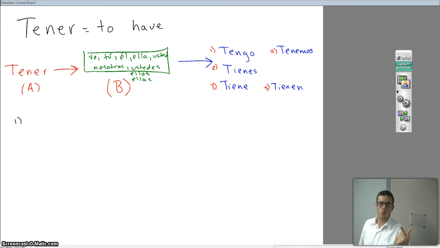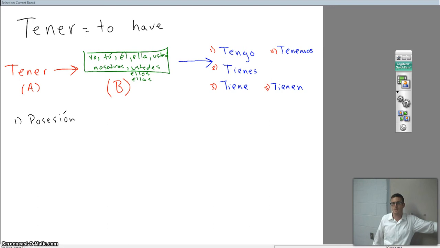Number one, really easy. If I tell you that the verb means to have, what do you think it relates to? What can we say using this verb? Right. You can talk about the things that you own, the things that are in your hands at the moment. Tengo un marcador. Yo tengo un marcador. So, posesión. Possession.